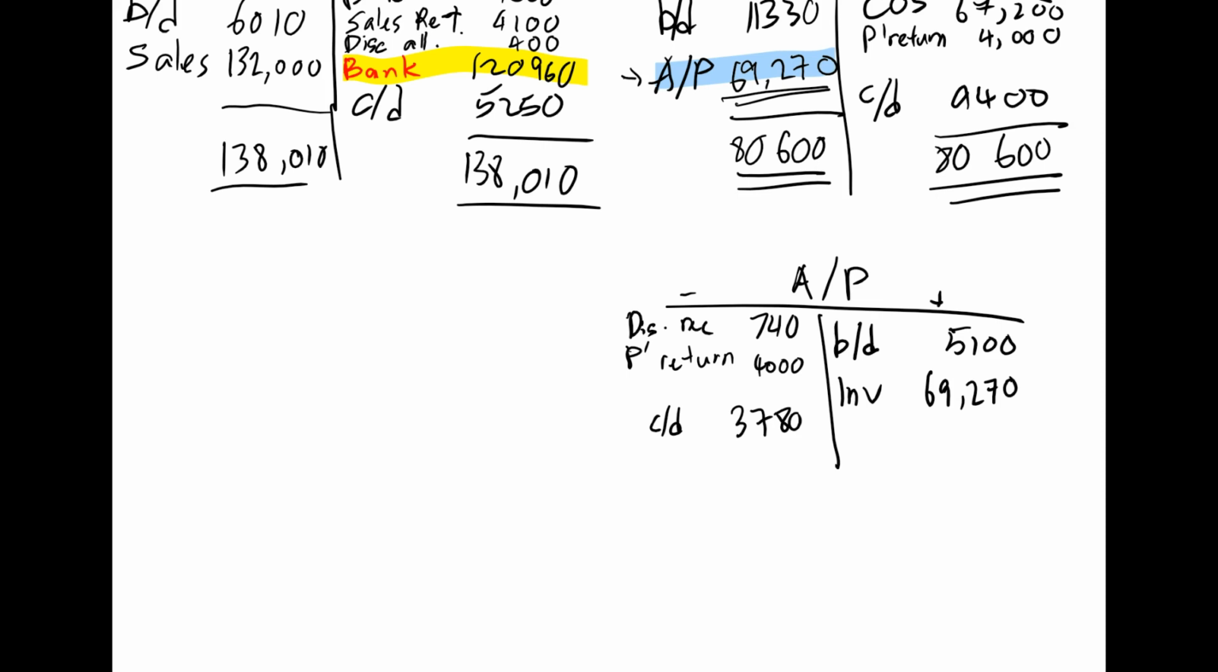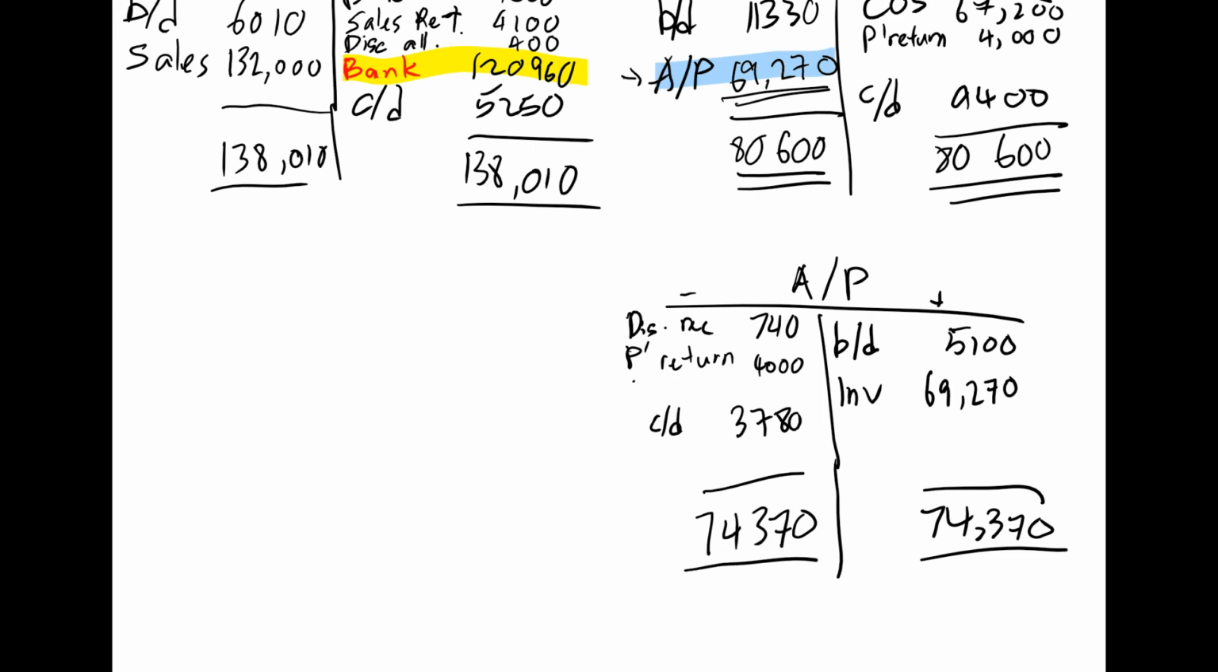You can close the accounts payable account. So 5,100 plus 69,270, you will get 74,370, which means on the debit side, you will have 74,370 as well. Lastly, find out how much you have paid to your creditors.